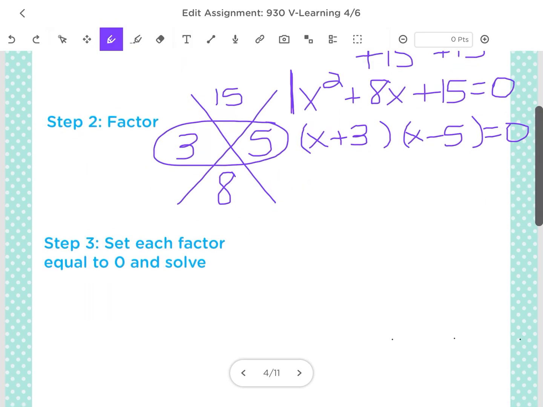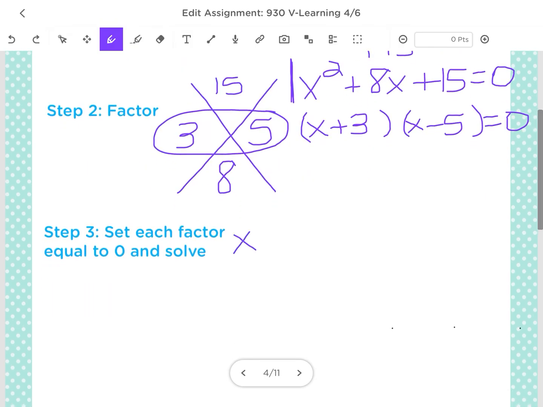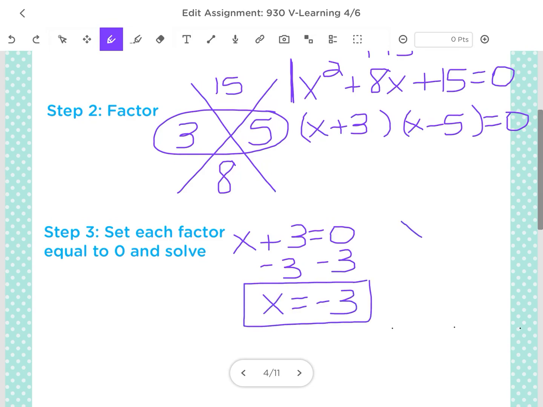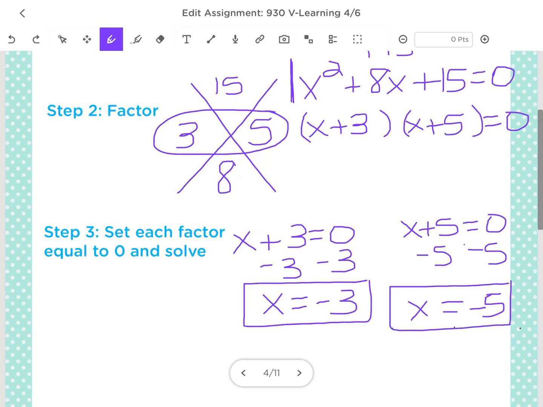And now the last step to solving this is to make each one of those factors equal 0, and we'll solve it. So when x plus 3 equals 0, x is equal to negative 3. When x plus 5 equals 0, to solve that, you're going to go ahead and subtract 5 from both sides. x is equal to negative 5. So our solutions to that equation are negative 3 and negative 5.